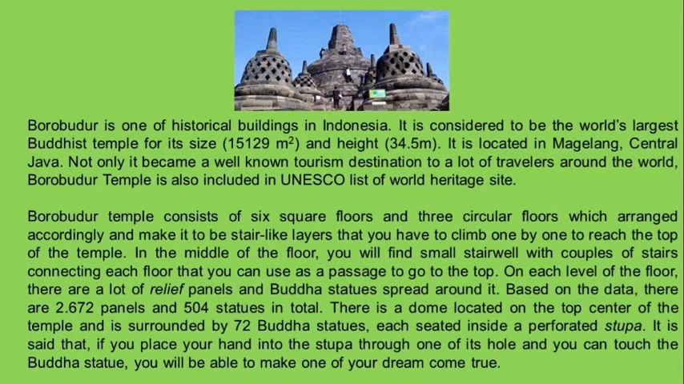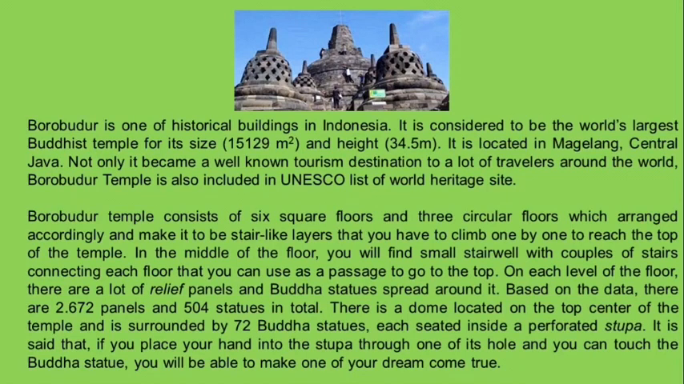Borobudur Temple consists of 6 square floors and 3 circular floors, which are arranged accordingly and make it stair-like layers that you have to climb one by one to reach the top of the temple. In the middle of the floor, you will find a small stairwell with couples of stairs connecting each floor that you can use as a passage to go to the top.